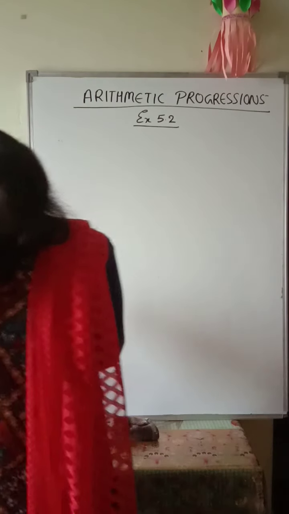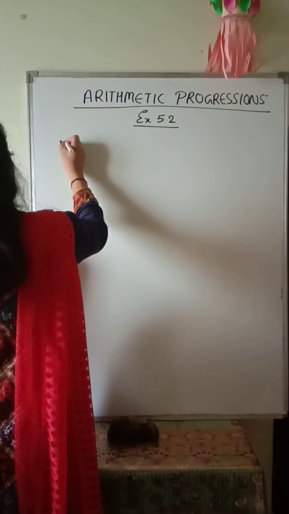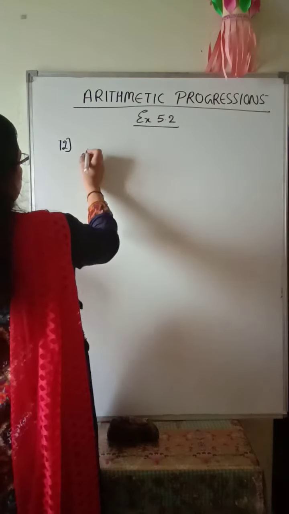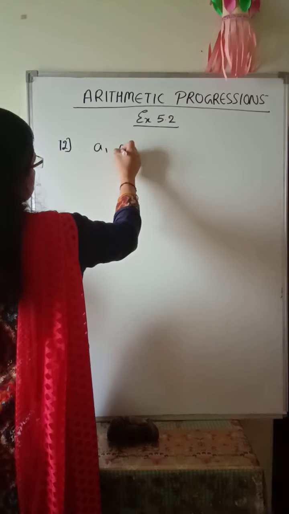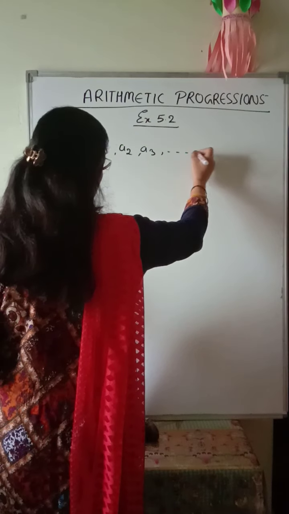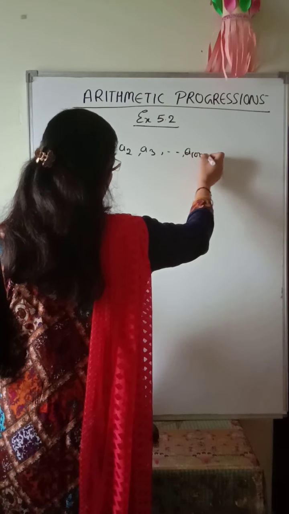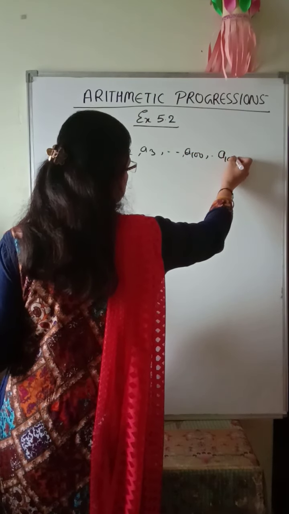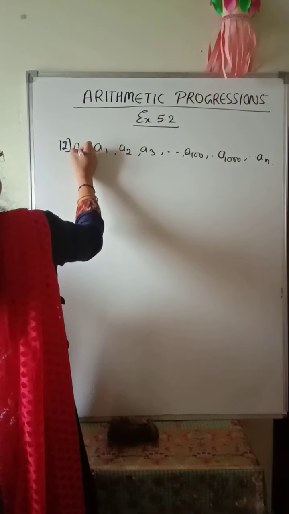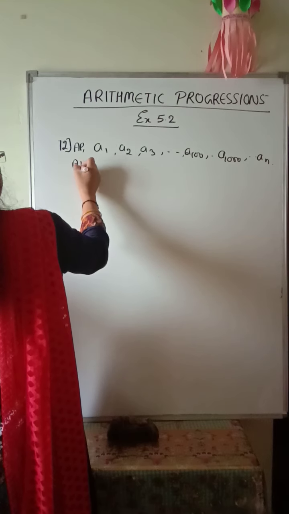What is question number 12? Two APs have the same common difference. So there are two APs. So let the first AP be A1, A2, A3 and so on. Okay. Its 100th term, its 1000th term, and its nth term. This is the first AP, AP1, and this is the second AP, AP2.